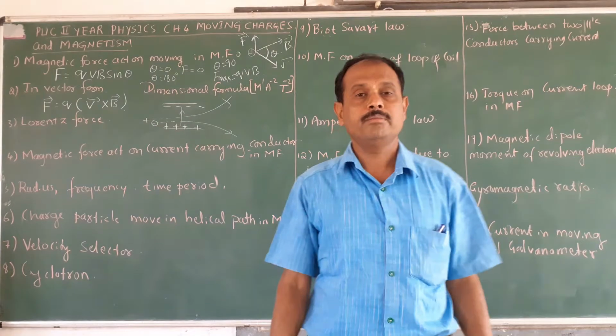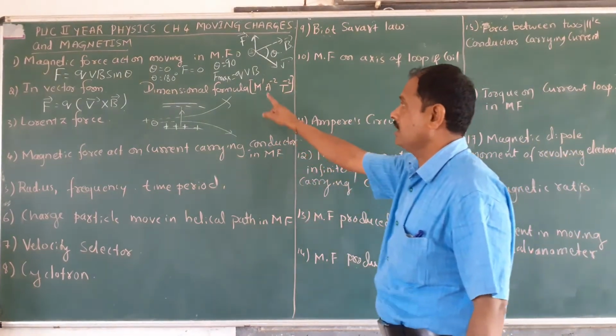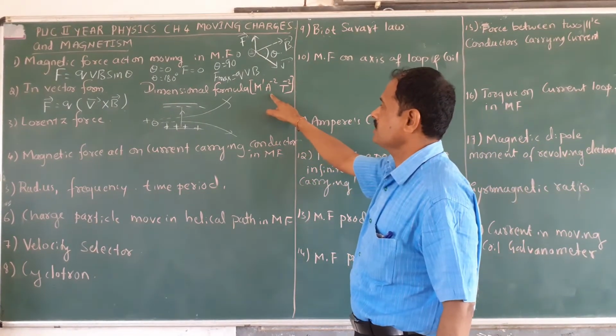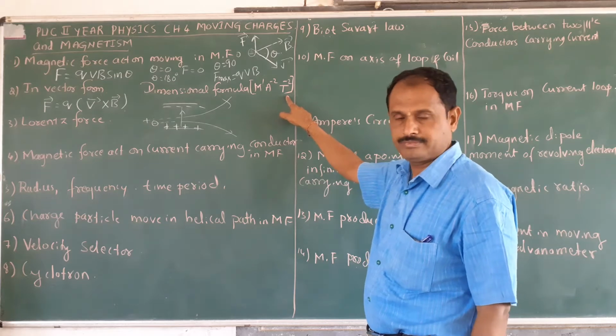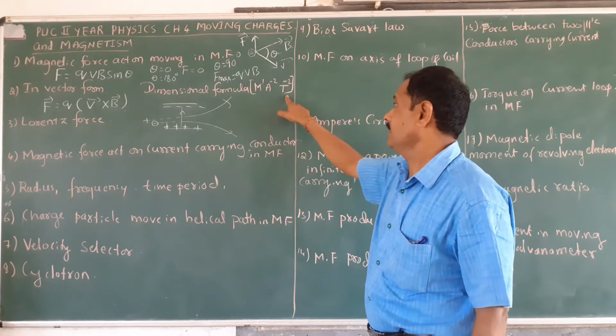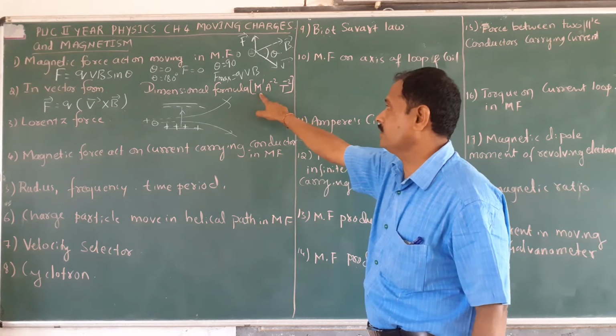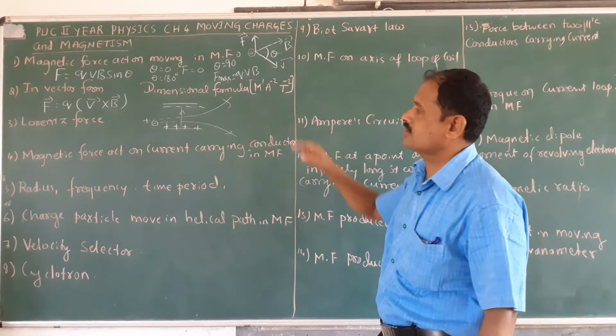Now what is the magnetic field vector dimension formula? M raised to 1, A raised to minus 2, T raised to minus 2.